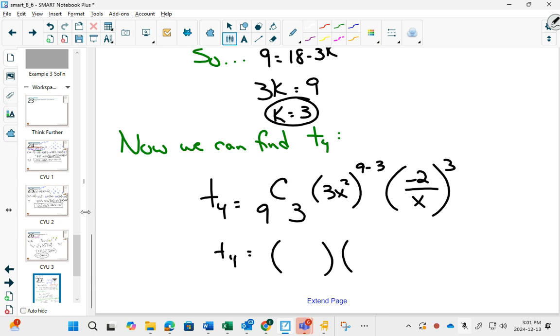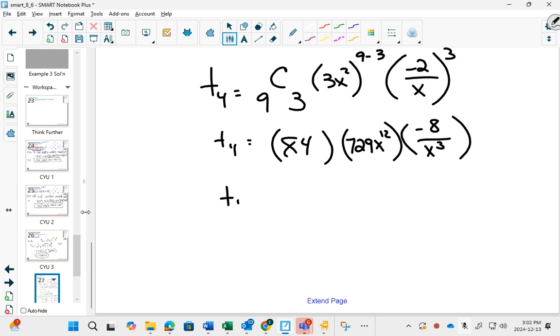Again, figure out each of these things on their own. 9 choose 3. 84. Do that on your calculator. Yep. 3 to the power of 6. That's 729. And x squared to the 6 will be x to the 12. Negative 2 cubed will be negative 8. And x cubed will be x cubed. So we do all of those separately first.